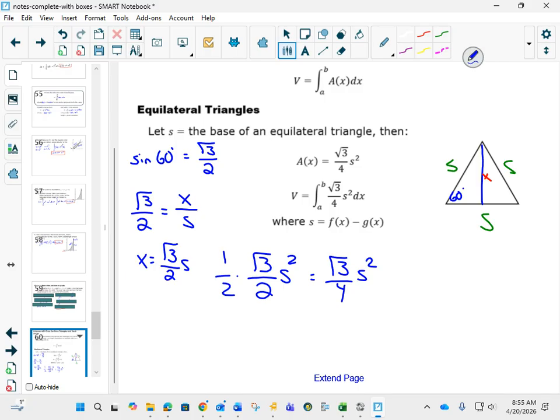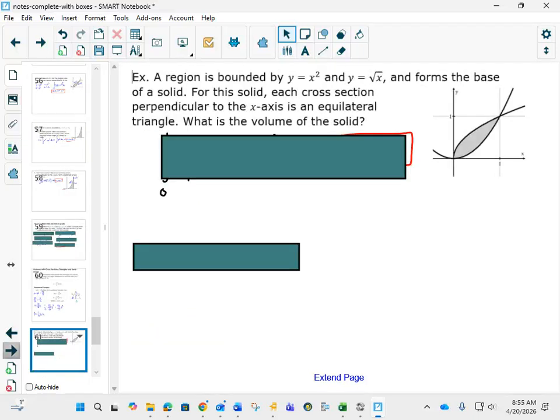Now you can just remember that formula, or if you got stuck, you could refigure it out. Because our area of a triangle, this one, I don't think you'll forget: 1/2 base times height. The base is s, that height of x, you could use your unit circle to figure that that's root 3 over 2 s, and then we get our area. And this is just saying that where s is f of x minus g of x, that's depending on which function is your top function minus your bottom function.